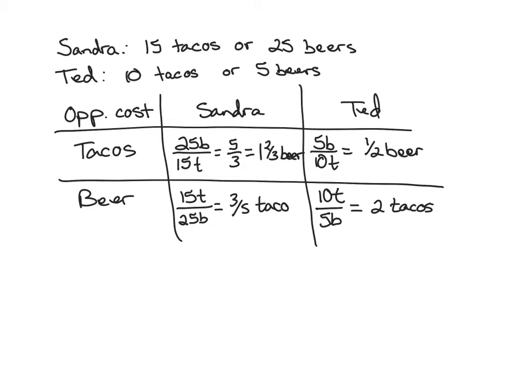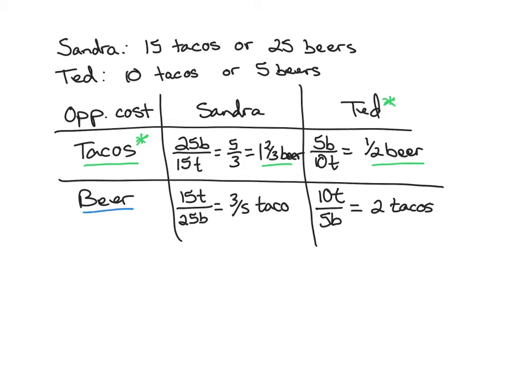So to answer the question of who has a comparative advantage in producing each item, let's take one item at a time. In considering tacos, for Sandra, she gives up 1 2/3 beer per taco. Ted gives up less, only half a beer. So Ted has the comparative advantage in producing tacos. His marginal cost of making a taco is less than that for Sandra.